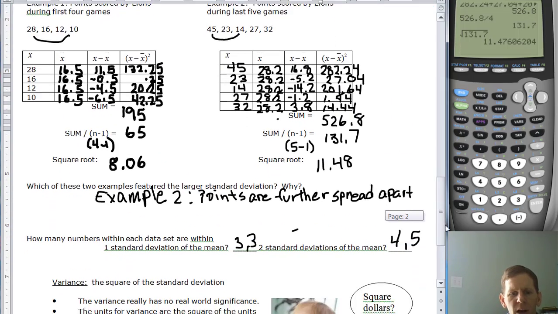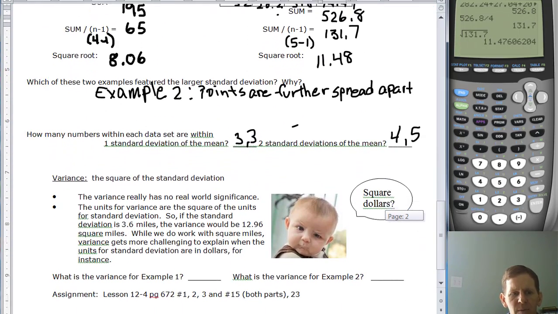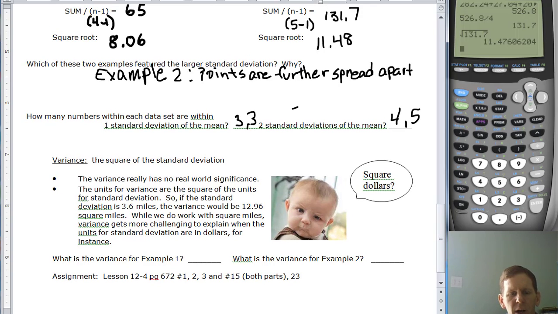The last thing we're going to talk about today is variance. The variance is the square of the standard deviation. It's essentially what we get before we do the square root step. Variance is used in the field of statistics quite a bit. However, what's kind of odd is it typically doesn't have any real-world significance. The units for variance are the square of the units for standard deviation.